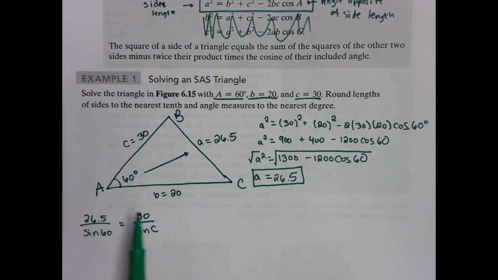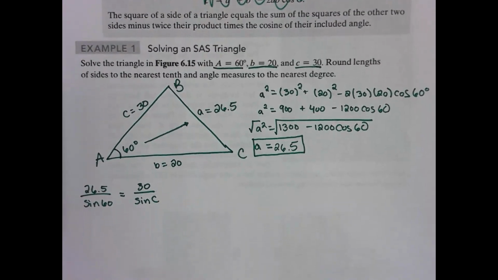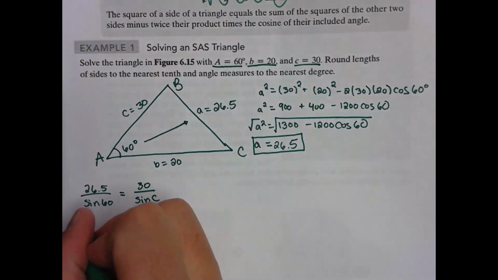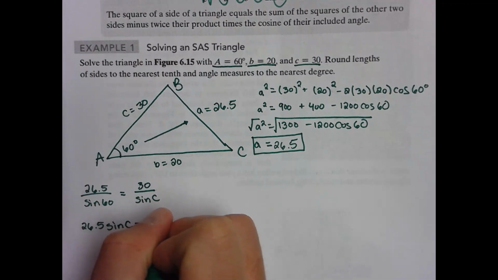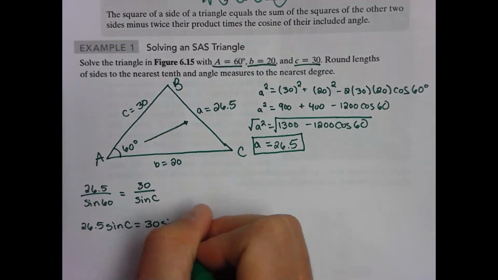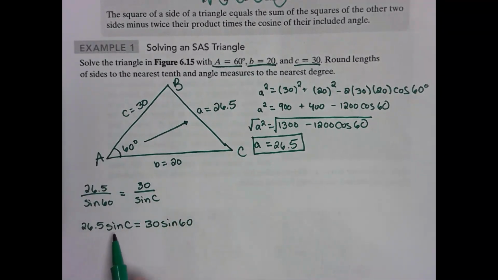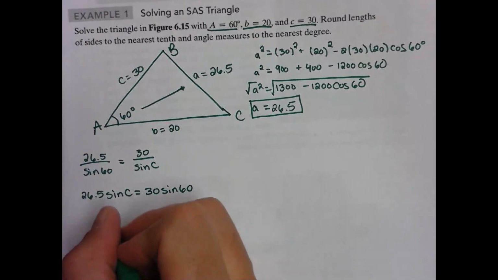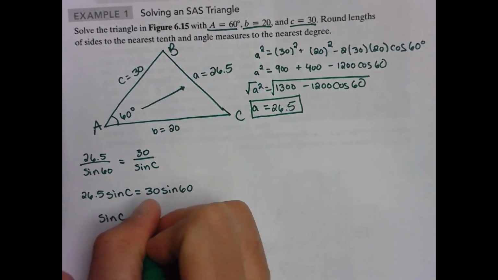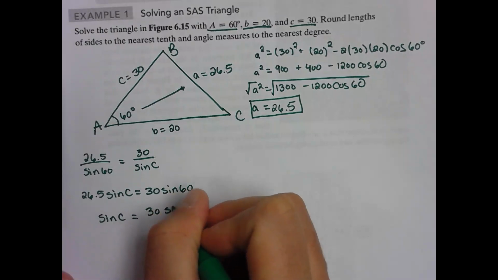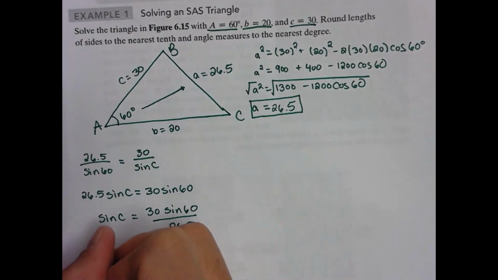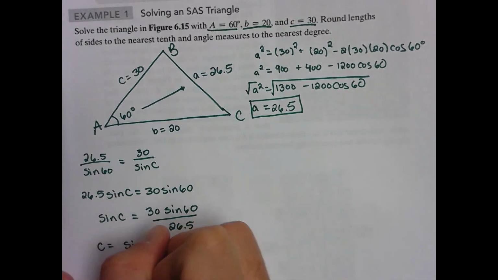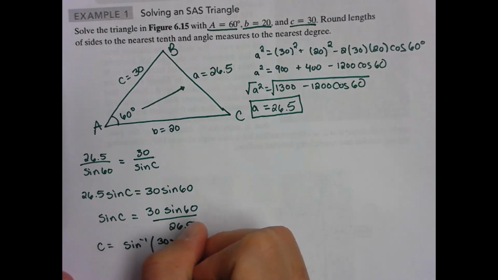And then this is exactly the work that we were doing yesterday. So I'm going to cross multiply. Get 26.5 sine of C equals 30 sine of 60. And then to get sine of C by itself, I'm going to divide by 26.5. And then C is equal to the inverse sine of that 30 sine of 60 divided by 26.5.